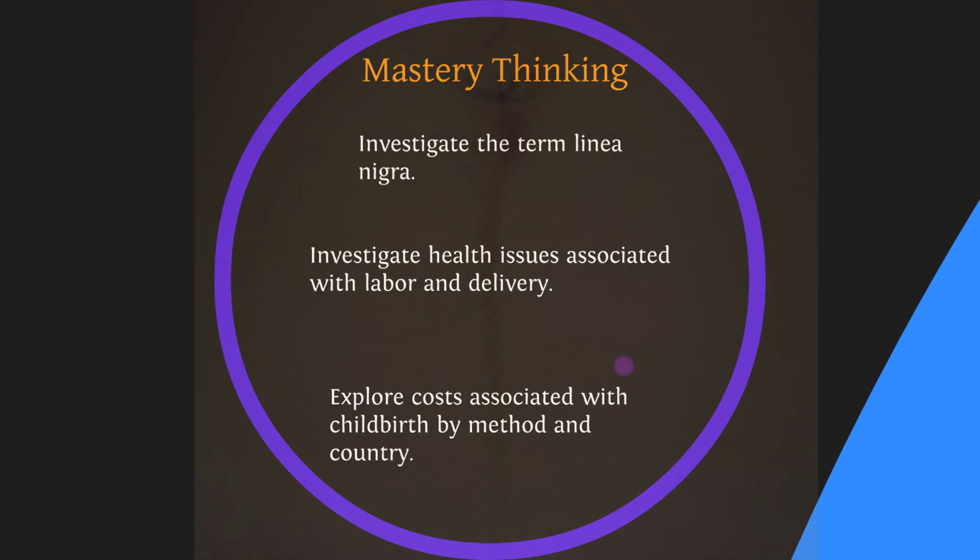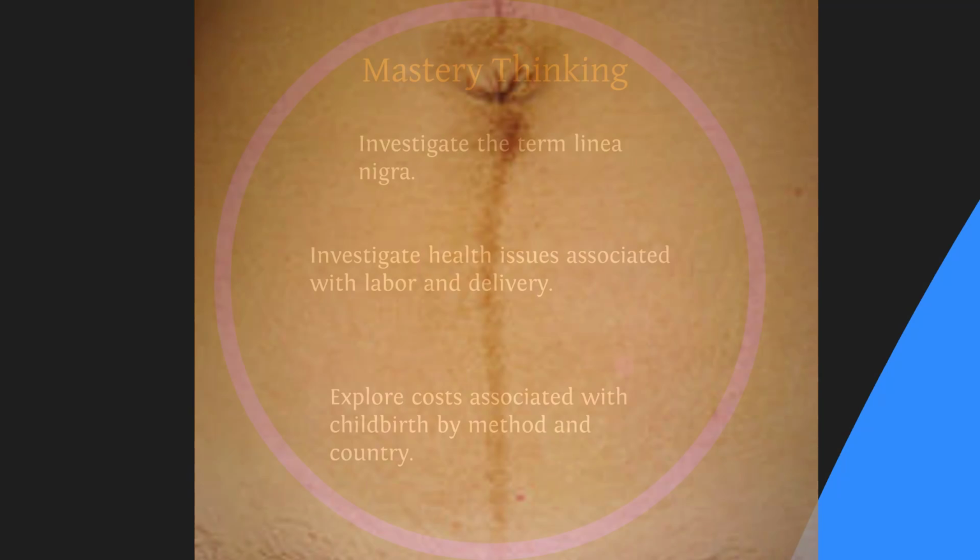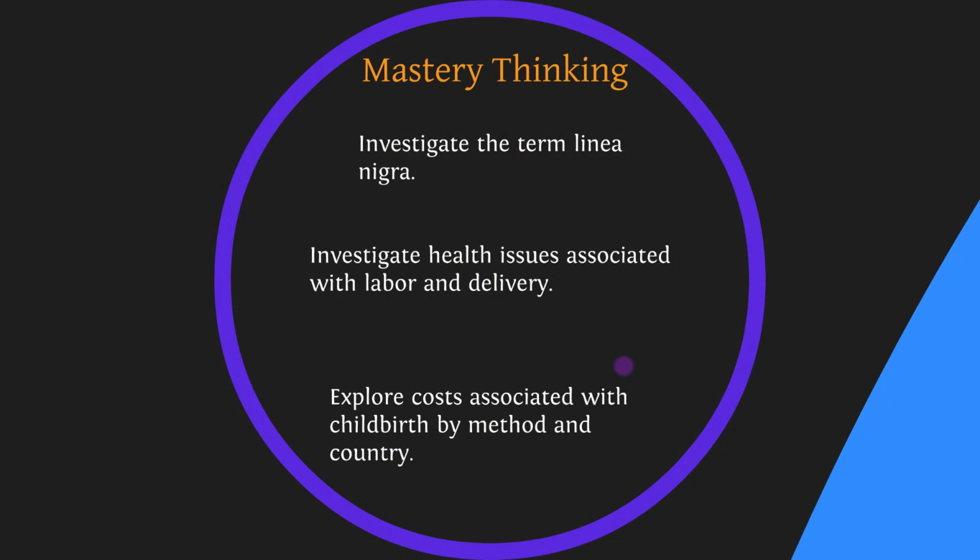Investigate the term linea nigra, which is a brown melanin-based line that goes from the belly button down to the vagina in some women during pregnancy. Interesting phenomenon. Again, why would pregnancy cause this increase in melanin in just one little line from the belly button to the vagina? Investigate health issues associated with labor and delivery, or explore costs associated with childbirth by method and country. For that matter, you could look into the cost savings of breastfeeding your child. That's one of the reasons to breastfeed your child, is it saves a whole lot of money.